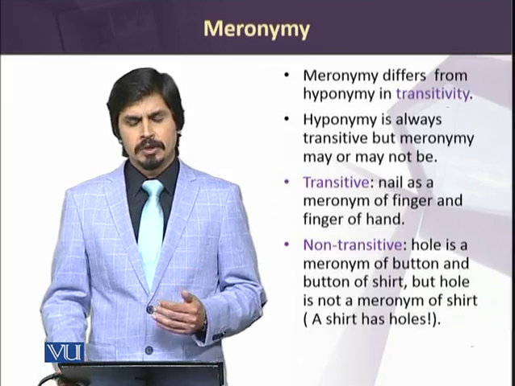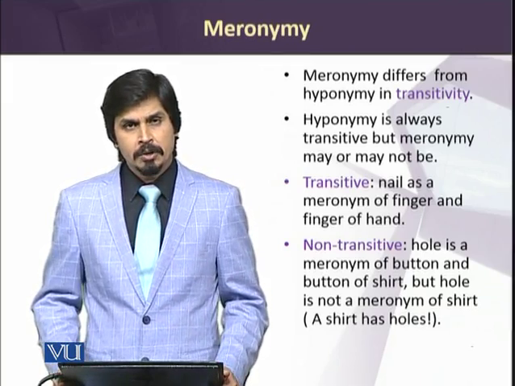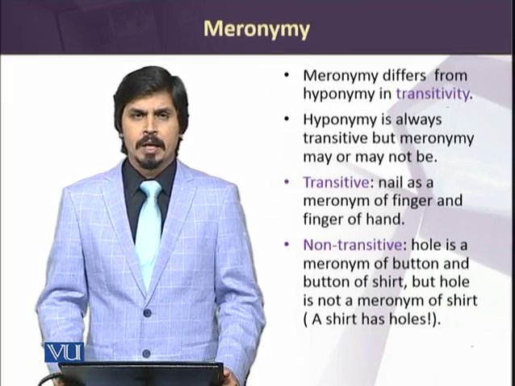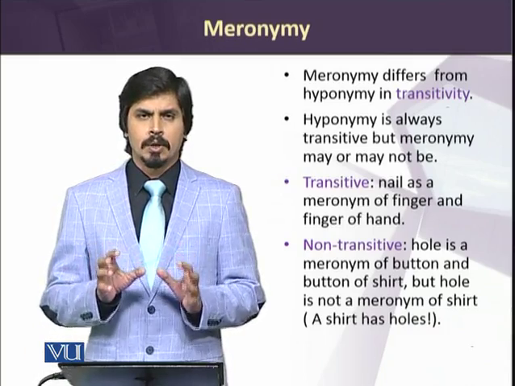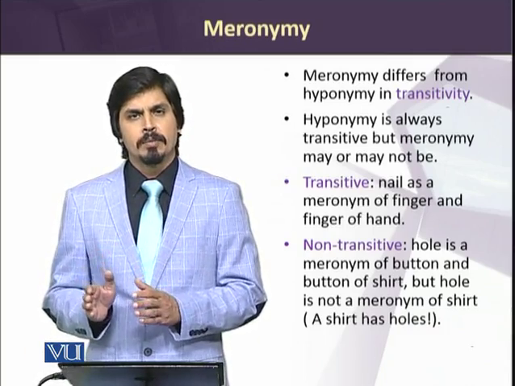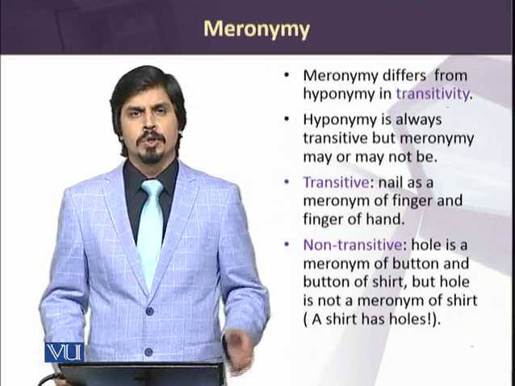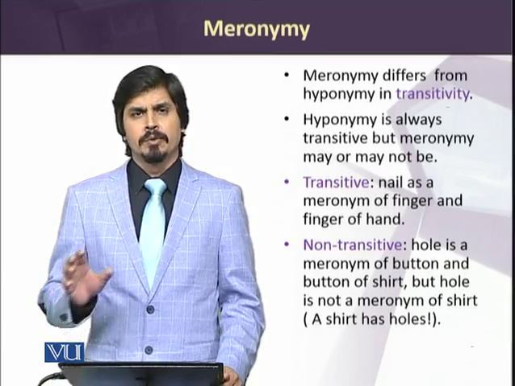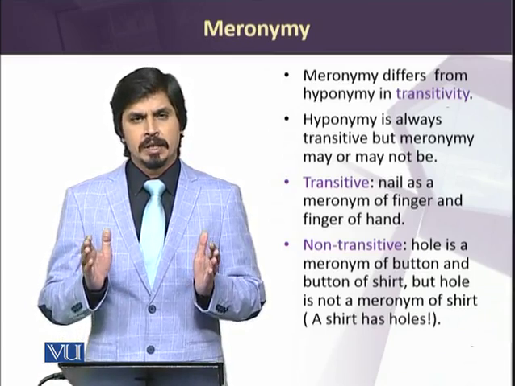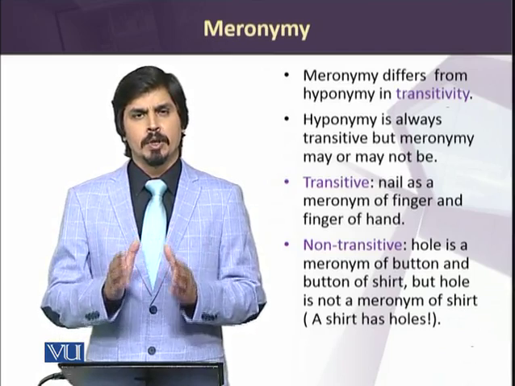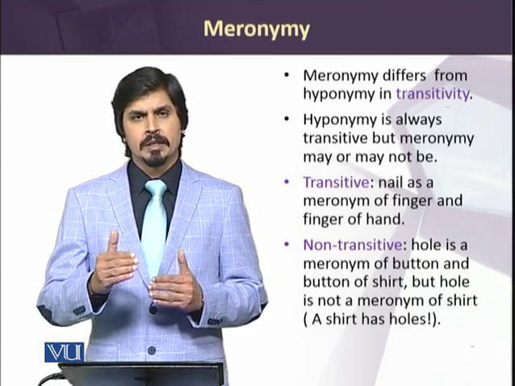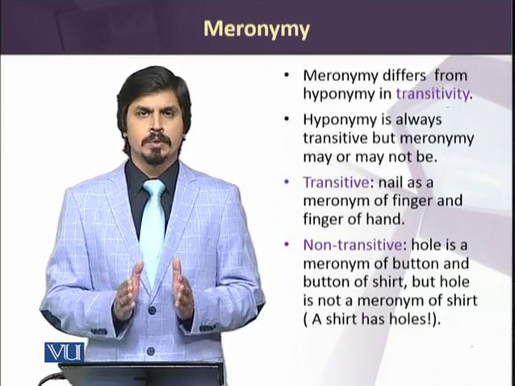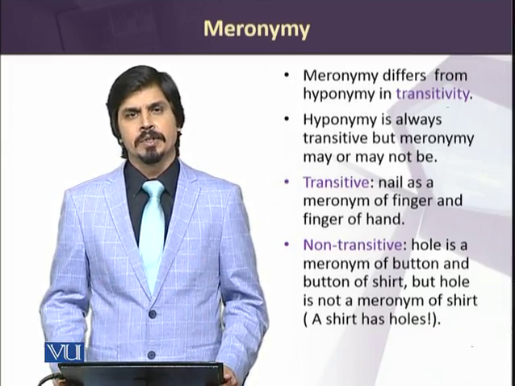But in contrast, we can say that a hole is a meronym of a button, and a button is a meronym of shirt. But we cannot say that a hole is a meronym of a shirt, because we know shirts without holes. In this regard, we can say that there is a difference between meronymy and hyponymy, and this element of transitivity help us define this difference between these two various linguistic relations.